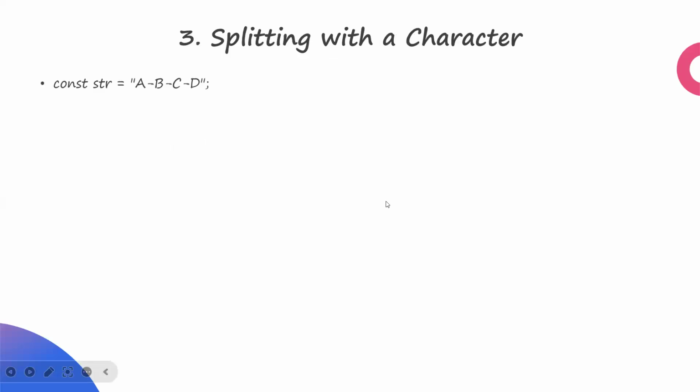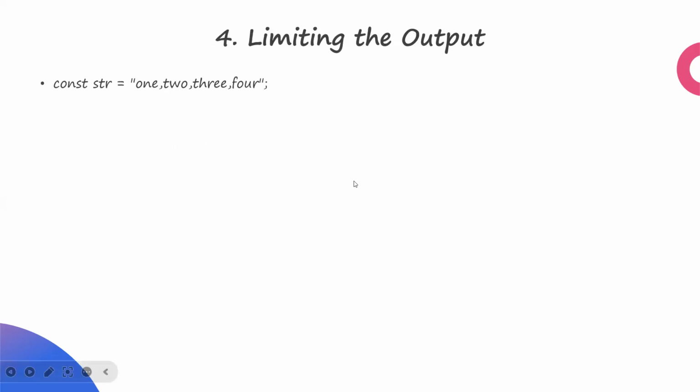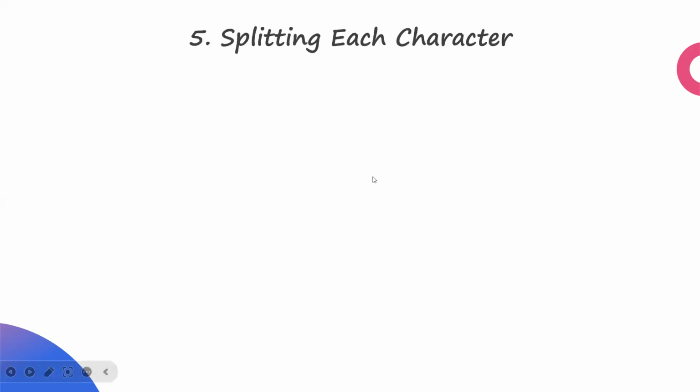You can split with a character. All right, A, B, C, D, and we have this hyphen. So we can split by this hyphen. When we split by this hyphen, we are going to get A, B, C, and D in the array, separately like this. You can also do limits. I have just shown you how to use the limit. So just play around with these things.